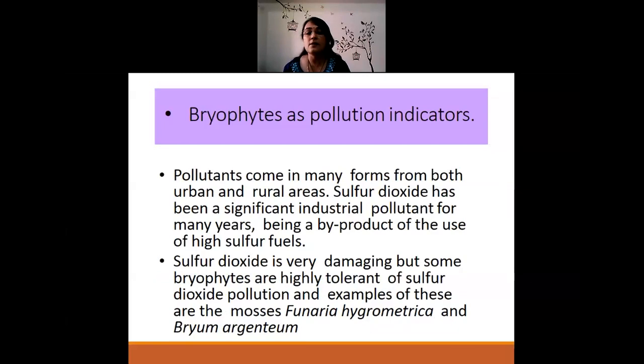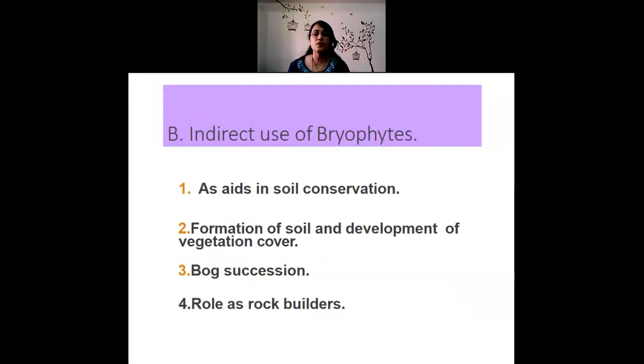The pollutants come in many forms from both urban and rural areas. Especially sulfur dioxide has been a significant industrial pollutant for many years, and this sulfur dioxide is very damaging. But some of the bryophytes have high tolerance of sulfur dioxide pollution. Example: Fontinalis hygrometrica and Bryum argenteum can absorb this sulfur dioxide. Hence, they can be used in the process of bioremediation, and they work as pollution indicators. So these were the direct uses of the bryophytes in various fields.